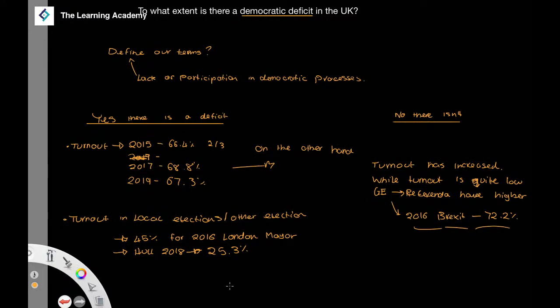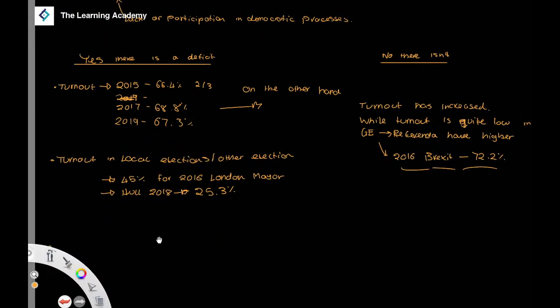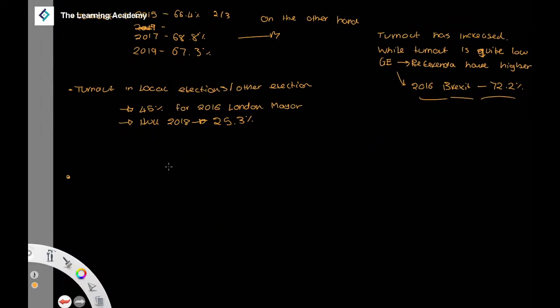Okay, and we've already spent a bit of time talking about turnout. We've talked about turnouts for all the different kinds of elections and referendums. Okay, what other points could you make? What other points could you make arguing either for and against democratic deficit in the UK?